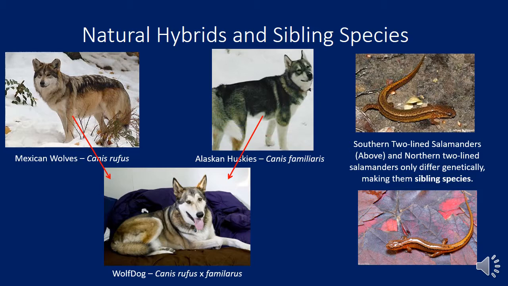And so this happens. We got some salamanders that you can find in the streams around here. We got the southern two-line and the northern two-line, and these only differ genetically. So they look the same, they live in the same kind of places, but genetically they're distinct enough to be two different species, but they recently share a common ancestor, so we call them sibling species.